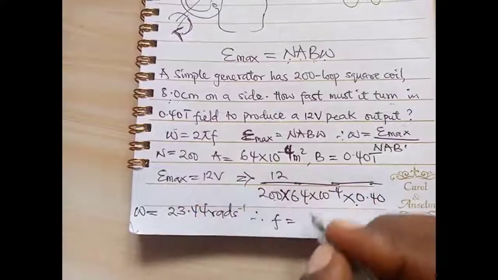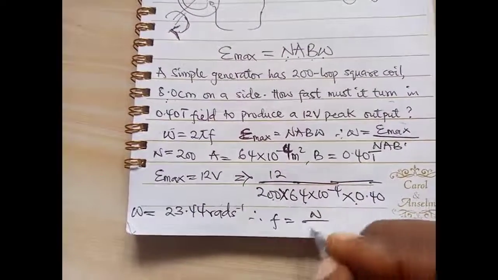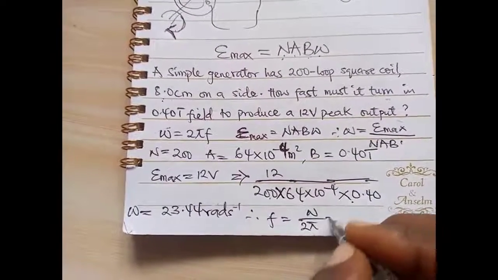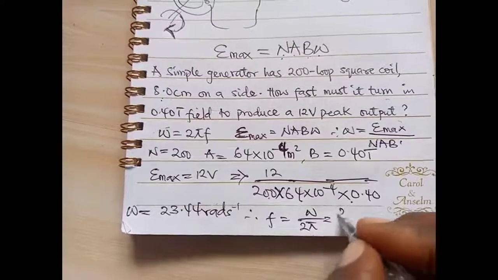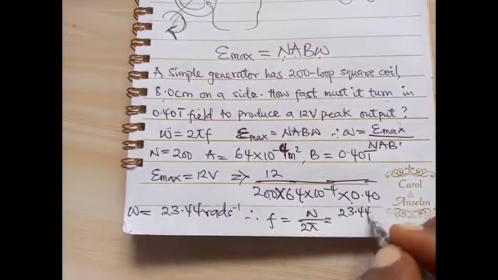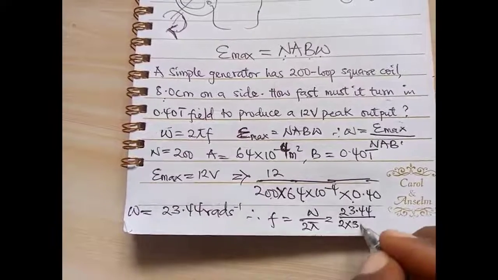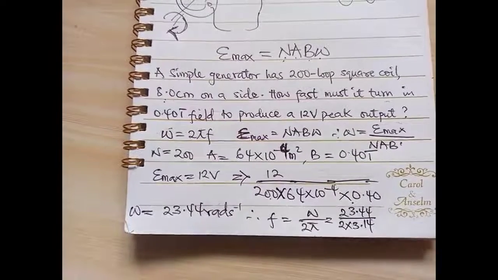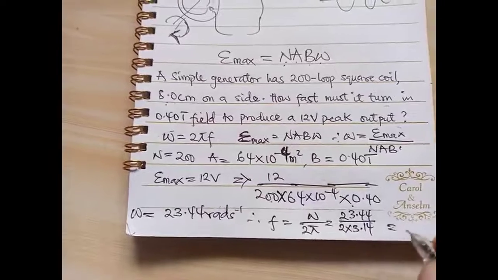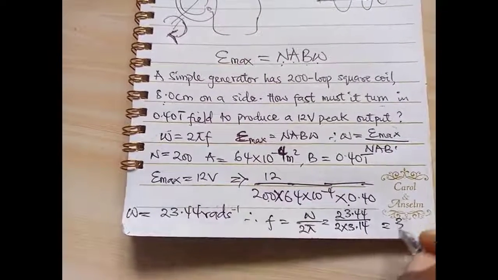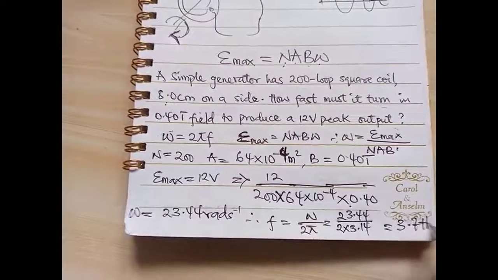And since this is our omega, we can now say that f from this equation is equal to omega over 2 pi. If we fix that, our omega is 23.44 over 2 times pi, which is 3.142 something. So if we divide that, we have approximately 3.7 hertz. That is the frequency.